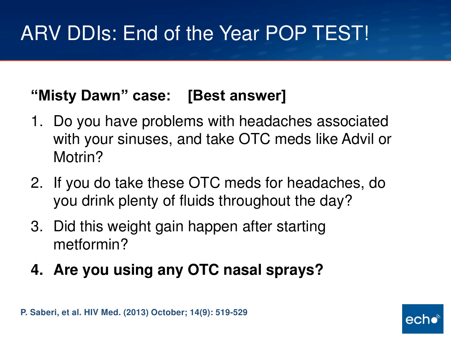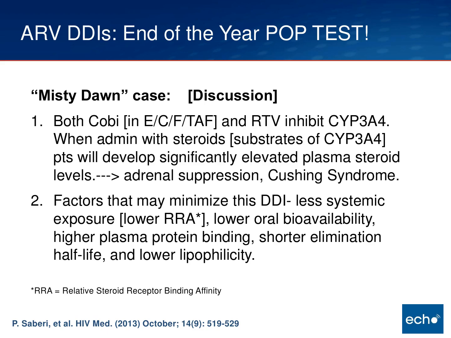I actually, unfortunately, had a case where I missed a particular incidence of fluticasone with boosted atazanavir. The discussion for this case is that we have to remember that both Cobi boosted and ritonavir boosted regimens, in this case it's ECF-TAF, inhibit cytochrome P3A4. And when you administer one of those regimens with steroids, and the steroids are substrates for CYP3A4, patients will most likely develop significantly elevated plasma steroid levels, which leads to, of course, adrenal suppression and potentially Cushing's syndrome.